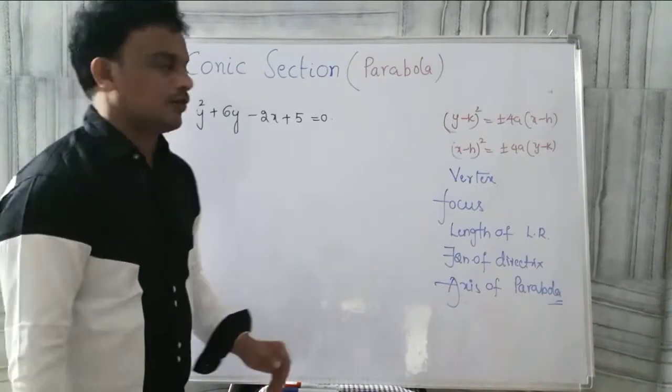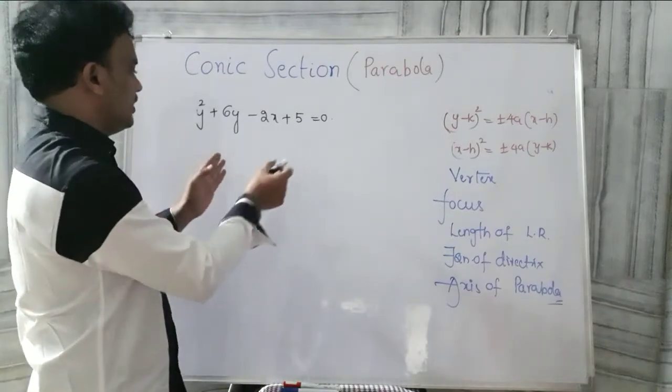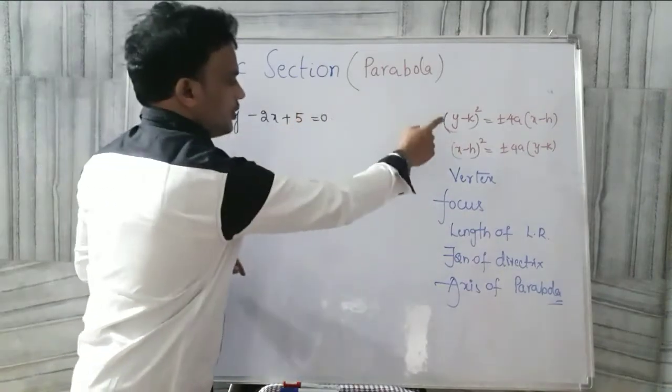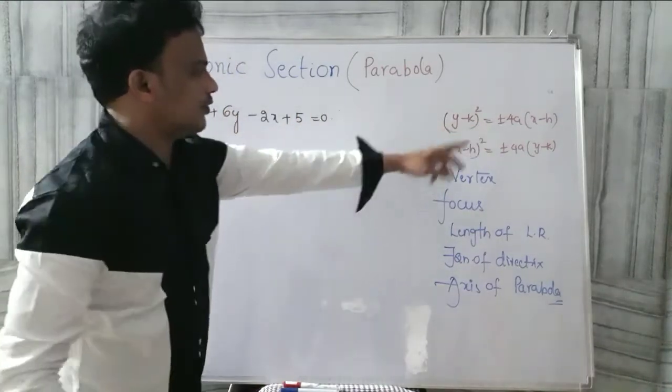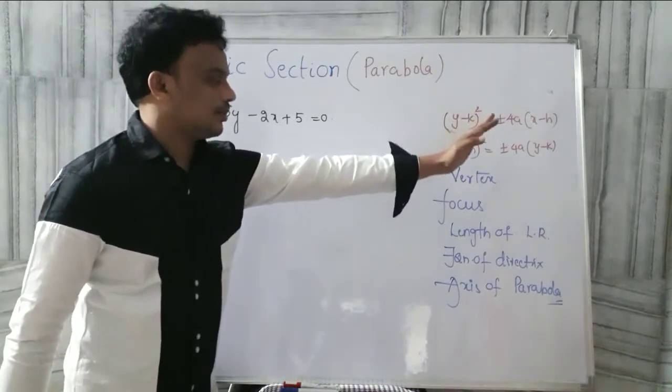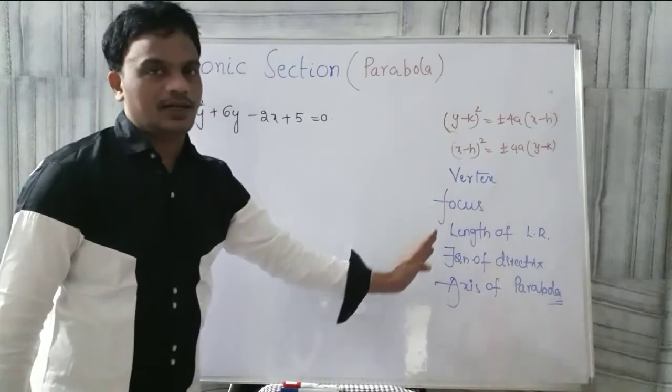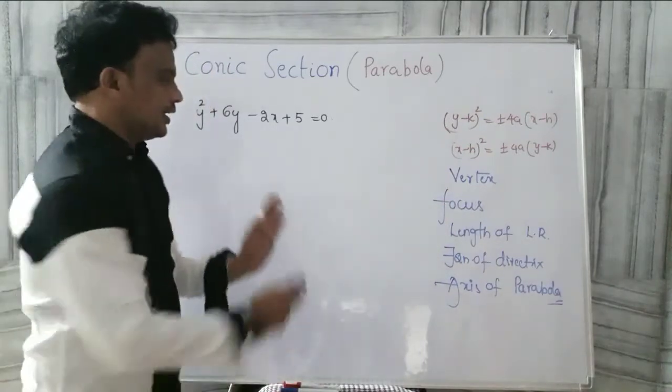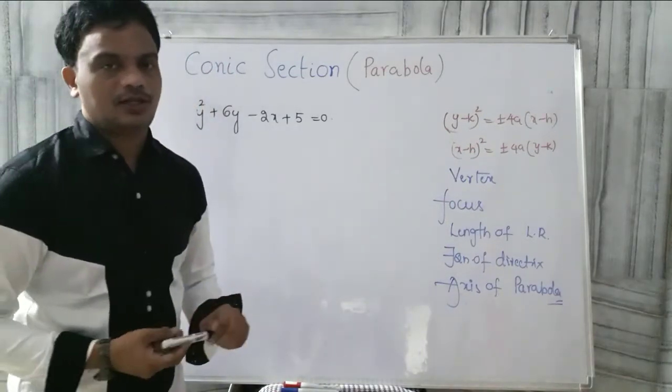So if you are following the direct method, I mean the traditional method, we are going to transform into that form. Then after comparing, the vertex is (h, k), and the focus and the length of latus rectum, like this we can find. Here now I am going to give the simple shortcut for this one.